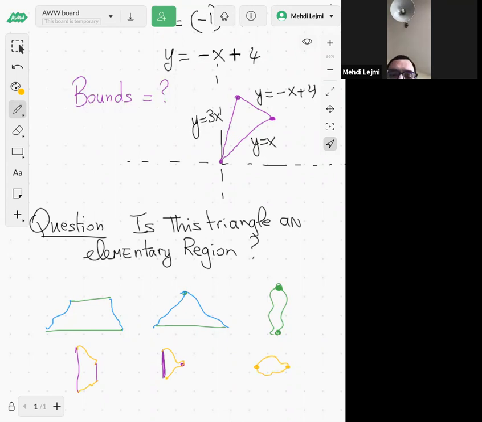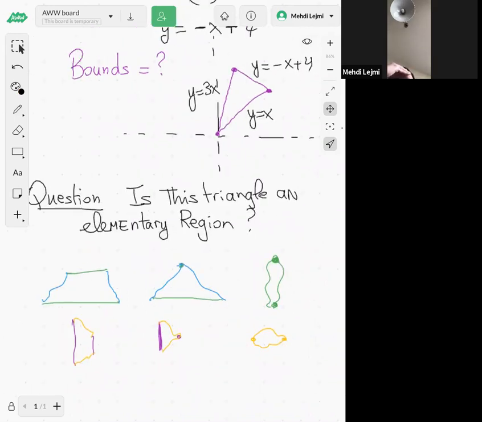So in this case, this region is not actually an elementary region. You have to divide this triangle into two sub-triangles, and then the sub-triangles would be elementary regions, because you don't have parallel horizontal lines nor parallel vertical lines, right? So this region is not an elementary region. Does it make sense to you guys why this is not an elementary region?